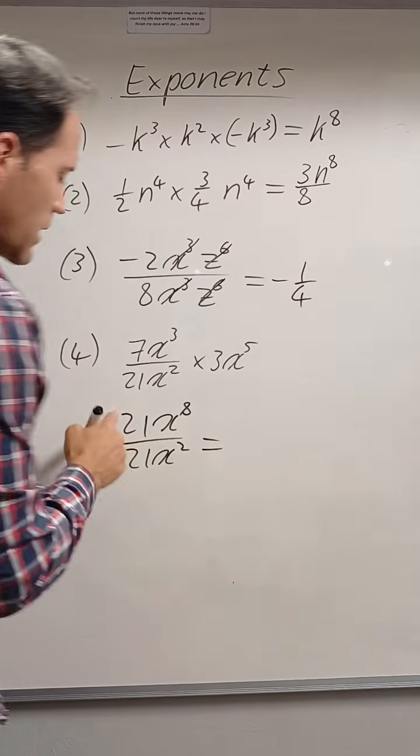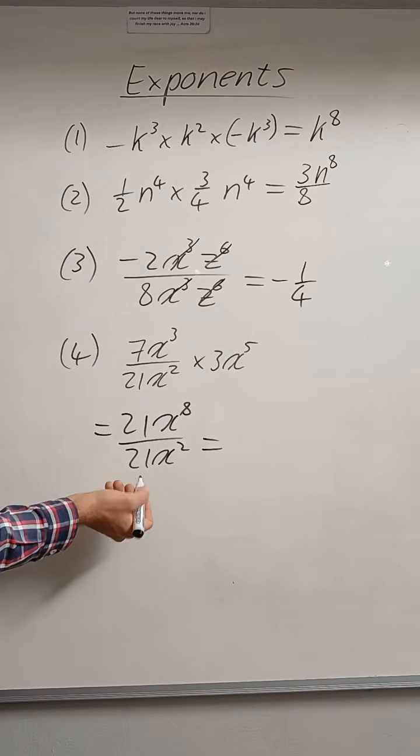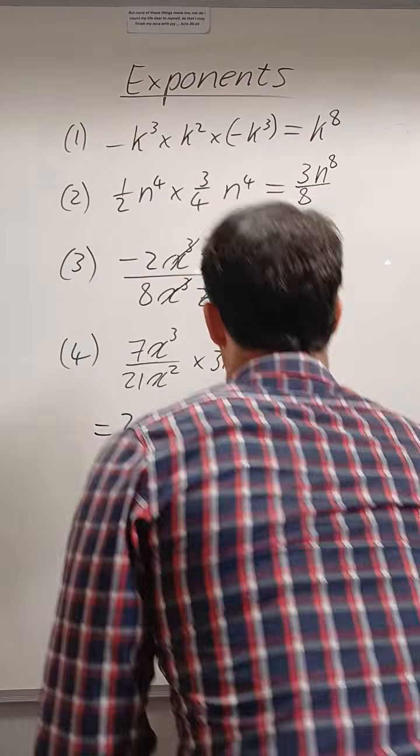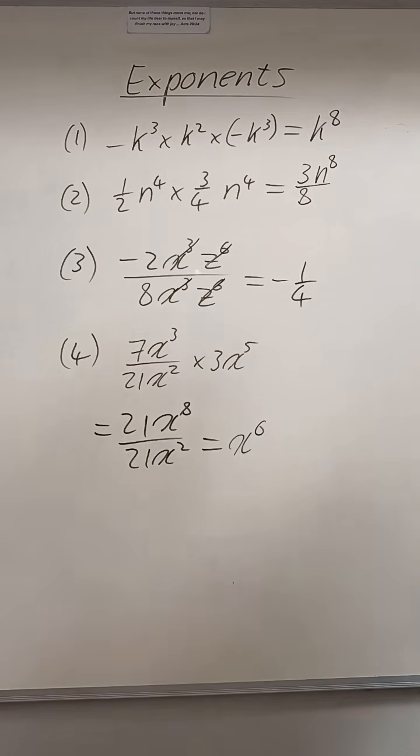Okay, and then 21 divided by 21 is 1. 8 minus 2 is 6. So the answer is x to the power 6. And that's it.